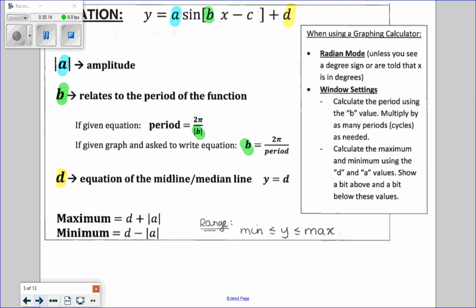On the back side, I've just summarized this with colors. So when you do the equation, the number in front of sine, that's the amplitude. You can either think of it as this distance right here, or you can think of it as half the total distance from top to bottom. So you can think of it either way.